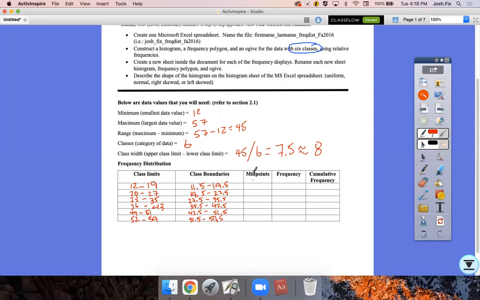As far as midpoints, that's just a calculation. You can look that up in section 2.1 inside of Hawkes Learning. If you go into the learning section, you can find how to find the midpoint, how to find the frequency, and how to find the cumulative frequency. Hopefully this helps you overcome that bump of figuring out how to make the categories for your frequency distributions. This is how we get that started. Thanks.